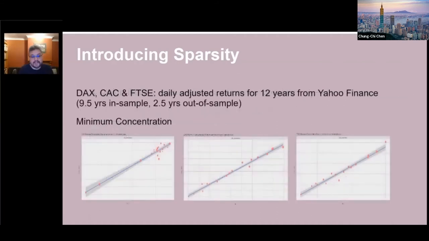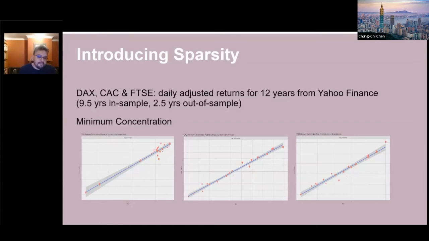Now, how do we actually apply this? So we showed, we took three stock indices, the DAX, the CAC, and the FTSE. This is the German stock index, the French, and the UK stock index. There's 30 names, 40 names, and 100 names in each. We took 12 years of that in daily data. We took a KPI, in this case, minimum concentration. We took the in-sample data, we computed minimum concentration using our methods, then we took the weights from that in-sample data and we applied the same weights to the entire out-of-sample period, which we held constant throughout the out-of-sample period.